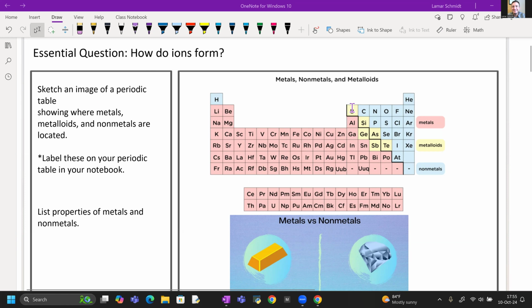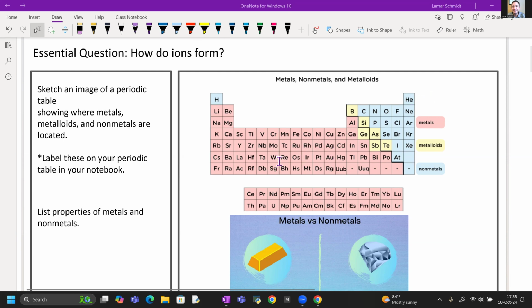Then we see that we have metalloids that separate the metals from the nonmetals, except for hydrogen, way over here on the left in the top corner. It's important to recognize what is a metal and what is a nonmetal as we start talking about ion formation, because metals and nonmetals behave differently in forming ions. This is also going to help us later on if we know how to identify these things or where they're located on the periodic table.